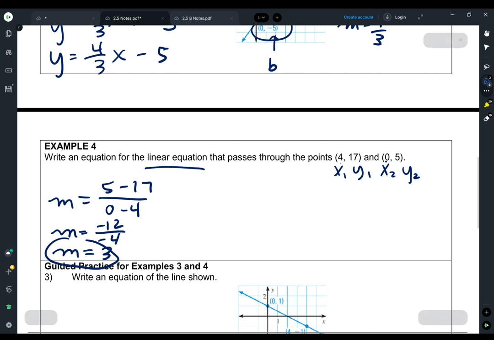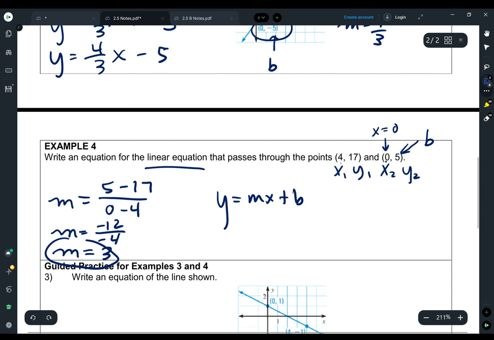And then my y-intercept I'm actually given because I have that my x is 0 here. So that means that b must be 5. So remember, your y-intercept is where you cross the y-axis, and that's when x equals 0. So in order to write y equals mx plus b, I'm going to write that y equals 3x. Y-intercept is 5, so plus 5.